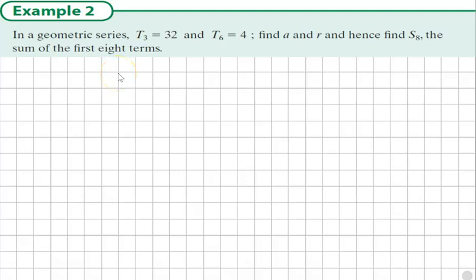Geometric series example 2. In a geometric series, T3, so term 3, is equal to 32, and term 6, T6, is equal to 4. Find a and r, and hence, so just using what you've just found, using a and r, find S8, the sum of the first 8 terms.